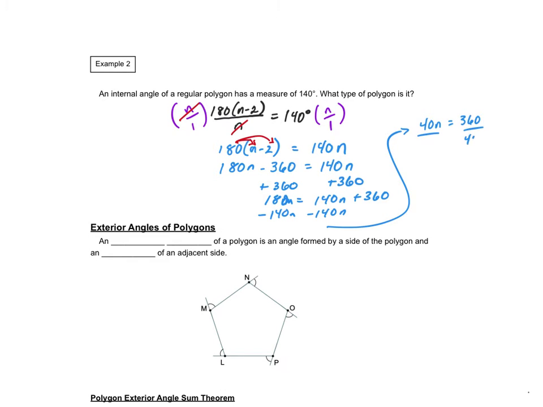Divide both sides by the coefficient of 40, and n is going to be equal to, okay, it does not equal 90, it equals 9. So right here, let me erase that. So n equals 9, so what type of polygon is it? It is a polygon with 9 sides, which is a nonagon. Right there, 9-sided polygon.